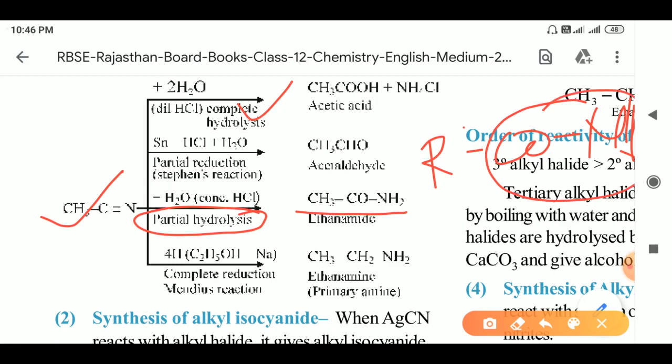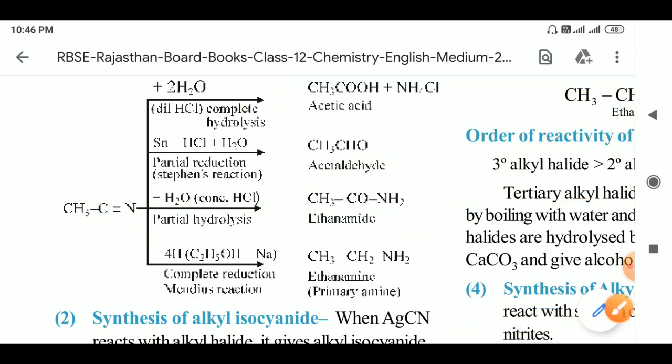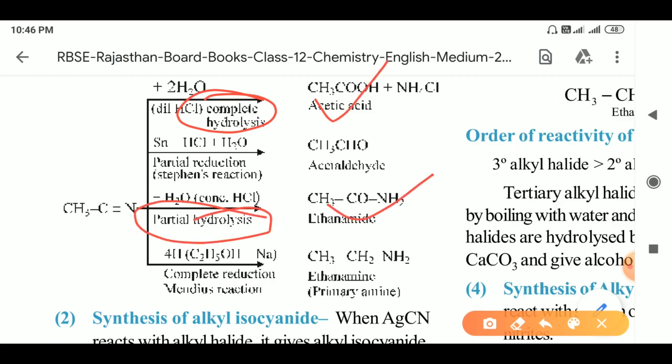The R group is an alkyl group. Here R is CH3, so its IUPAC name is ethanamide. So after complete hydrolysis it gives acetic acid, and after partial hydrolysis it gives ethanamide, that means an amide compound is formed. The functional group is amide. Next reaction.